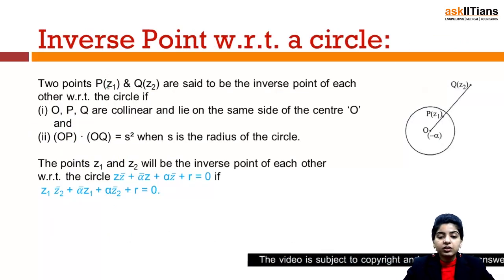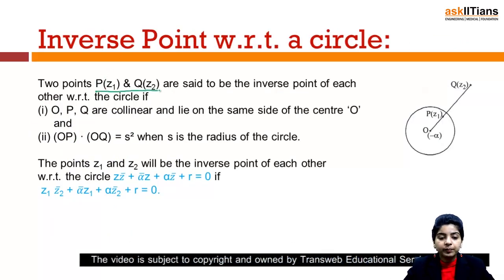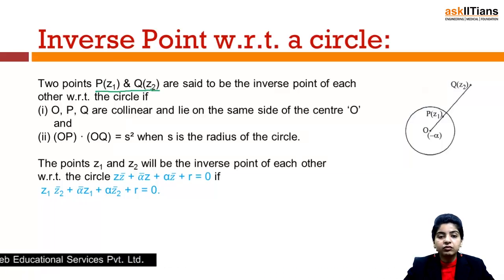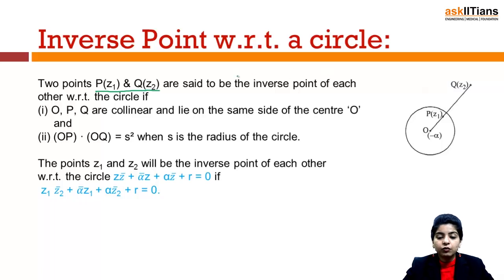Okay, finally we have inverse points with respect to a circle. 2 points P, Z1 and Q, Z2 are said to be the inverse points of each other with respect to a circle if, first of all, O, P and Q are collinear and lie on the same side of center O. Now see, this is the situation. When will you call the points P and Q to be inverse points of each other? This is a circle, this is center O.